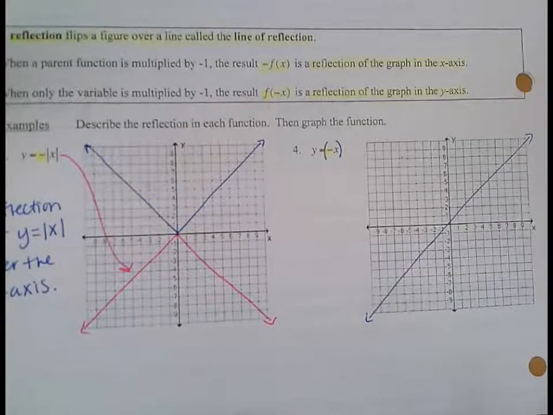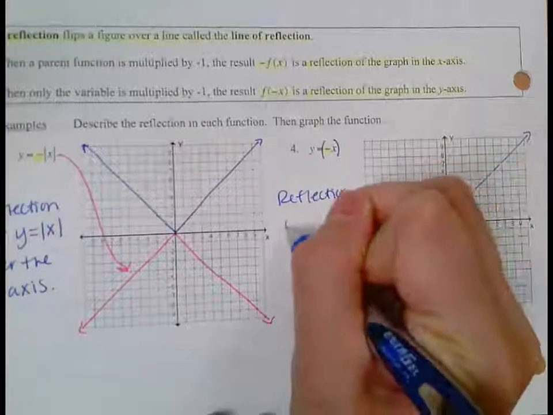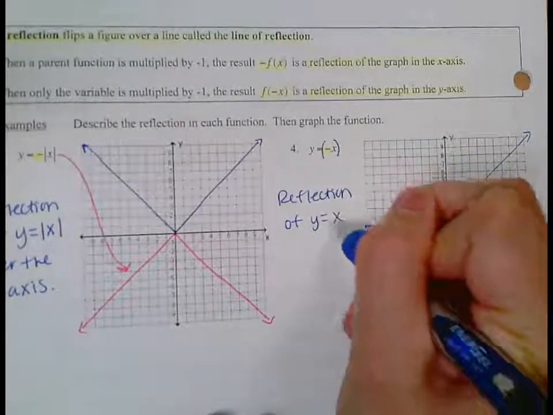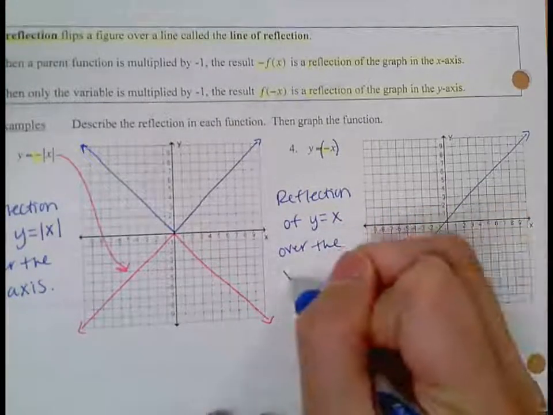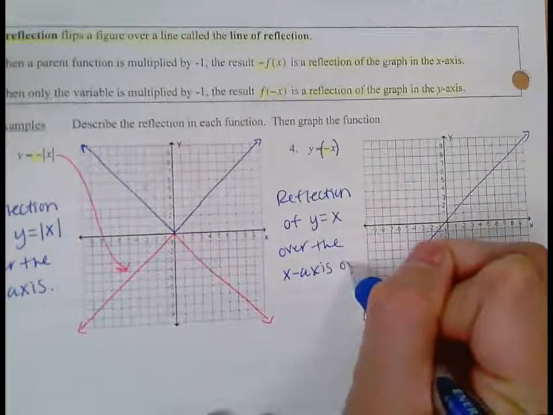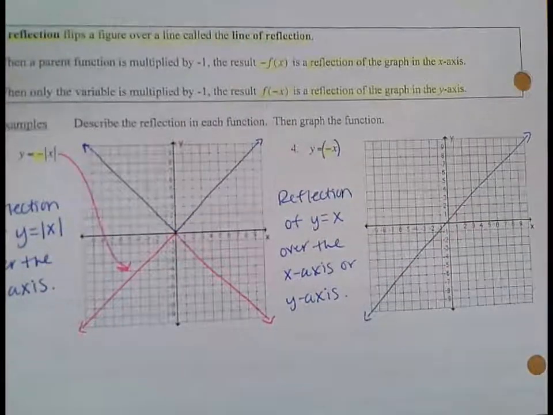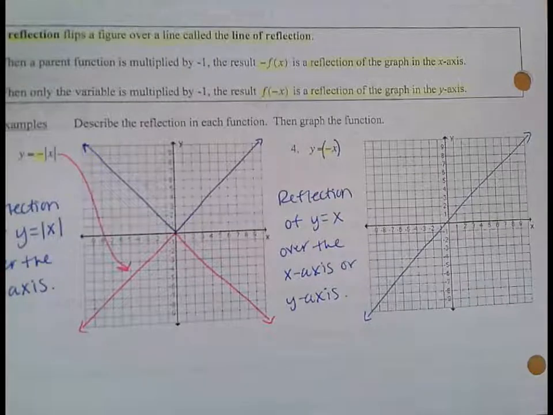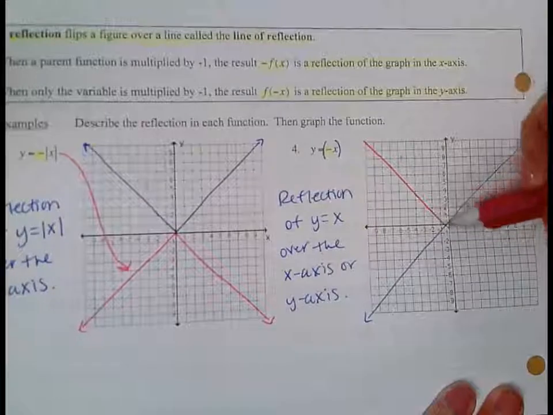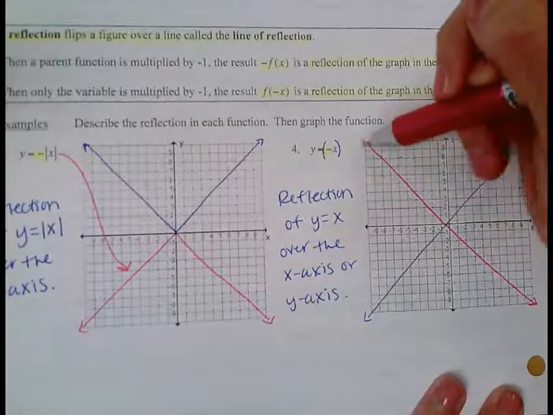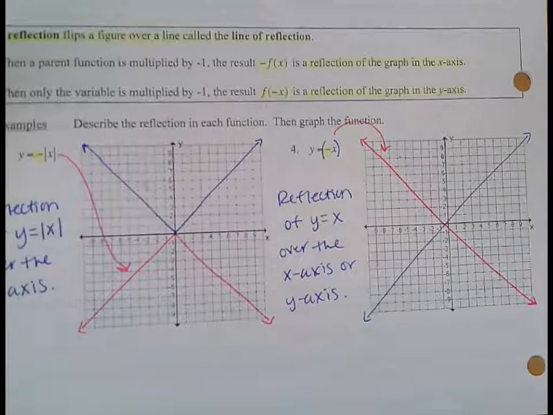So I can describe it either way. I can say this is a reflection of the parent graph, which is y equals x, over, and I'll say the x-axis or the y-axis. So this one could be either one. You wouldn't have to say both. I'm just saying both to show you that it could be either one. And then the actual transformed graph would be this line here, either way you reflect it.